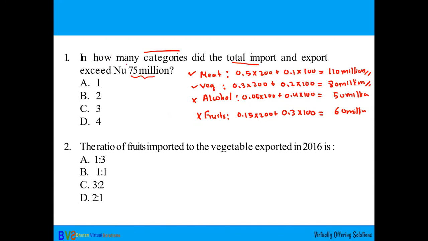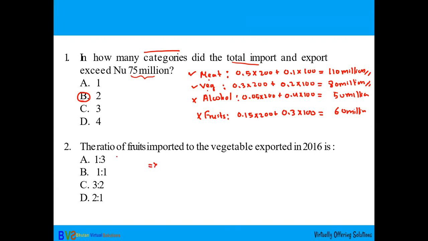So the question was asking us in how many categories did the total import and export exceed 75 million. 2 categories exceeded 75 million. That is meat and vegetable. So 2 categories. So the answer is B. All right. For meat the total import and export is coming to 110 million, which is more than 75 million. Similarly for vegetable it is 80 million, which is more than 75 million. So there are two categories whose import and export total exceeds 75 million.